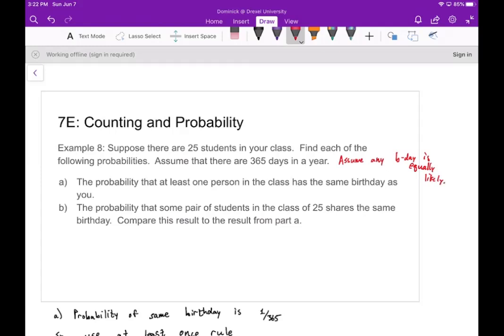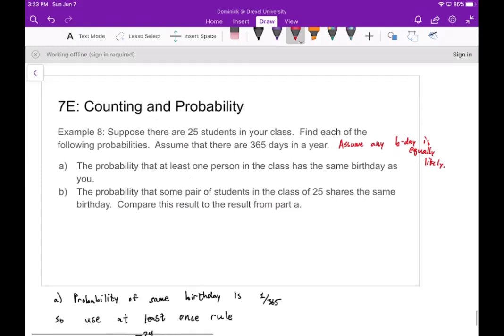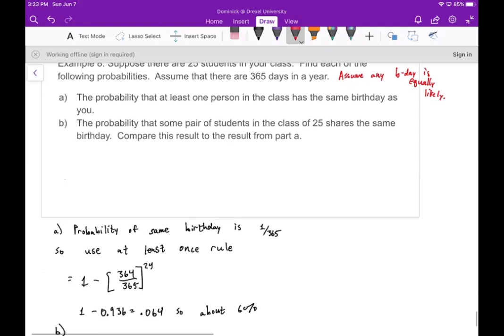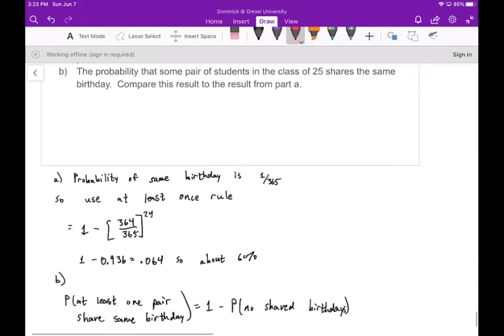Okay, now in part A, we want to find the probability that at least one person in the class has the same birthday as you. And in part B, we want to find the probability that some pair of students in the class of 25 shares the same birthday. All right, and we'll compare this to the result from part A. Now, in part A, I wrote this out so I didn't have to mess with the calculator here because you're going to get some gross numbers.